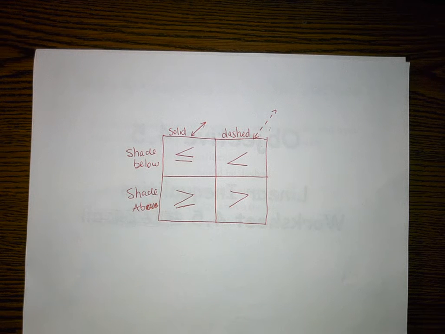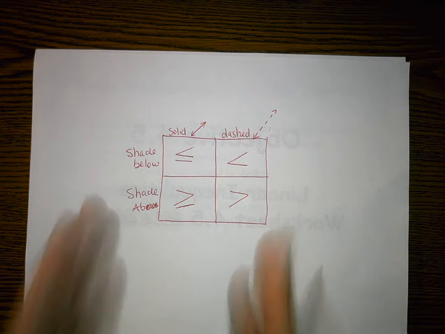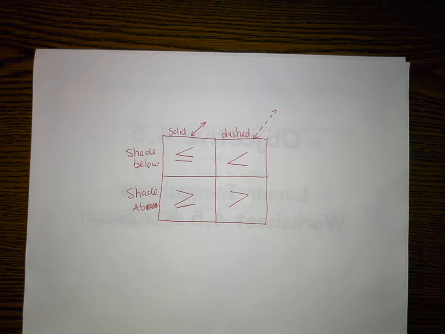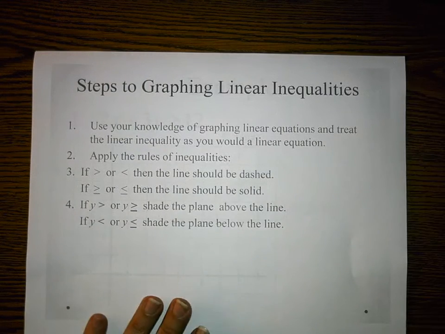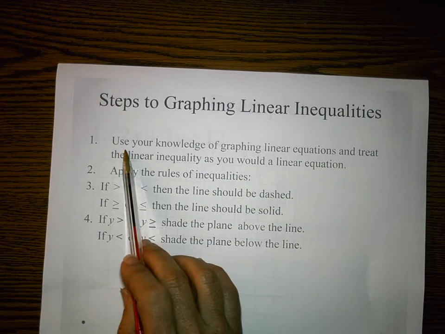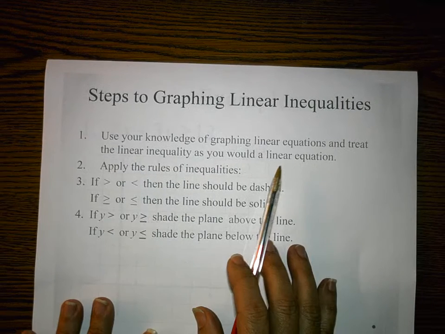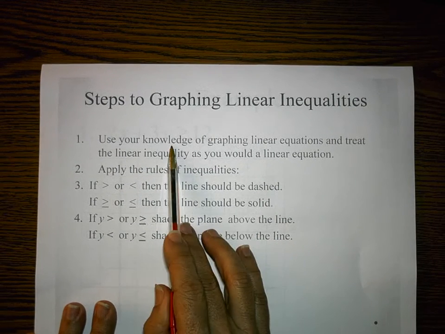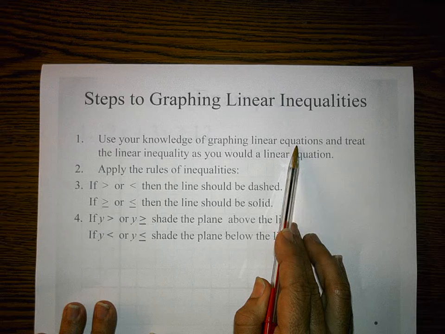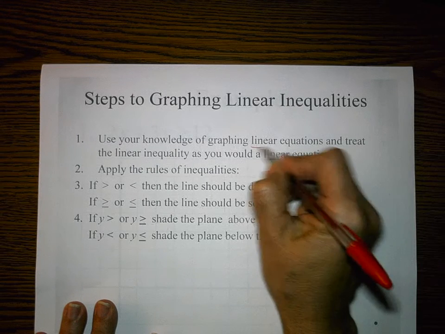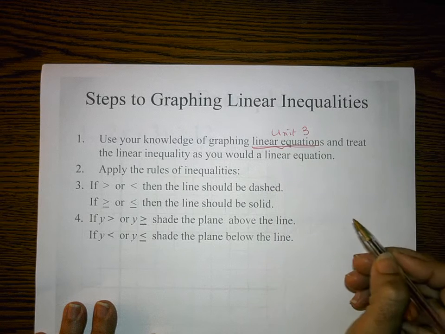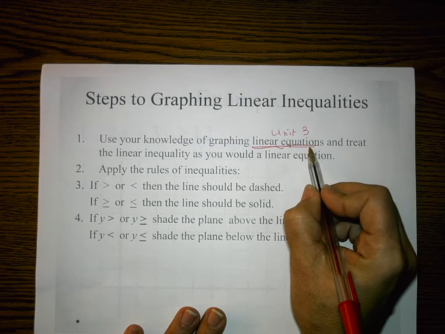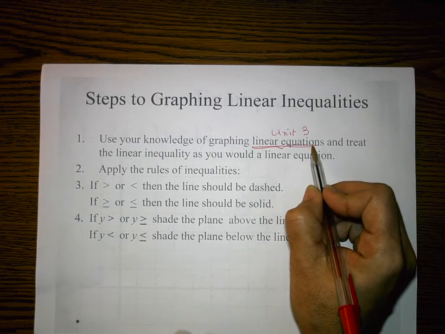So we'd add this little formula, like abbreviated notes, to our formula sheets, so we can always have it right there in front of us to use, okay? Now here are the notes we gave in class. I said use your knowledge of graphing linear equations that we learned in Unit 3. Linear equations was Unit 3. We learned how to graph linear equations. We even created a formula sheet for the 3 forms of a line.